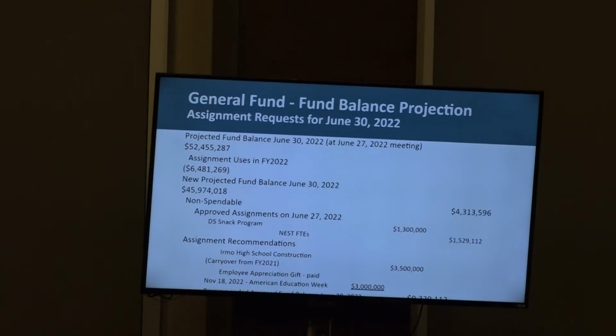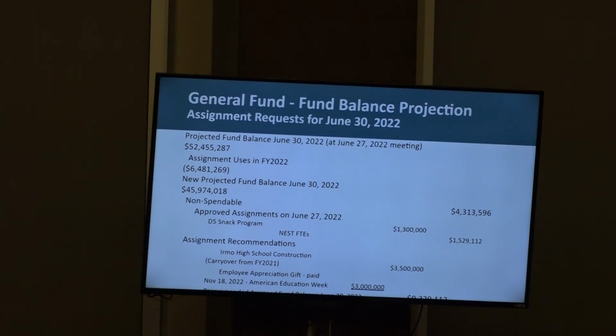So I apologize, this looks a little bit off from the original packet, but looking at what our requests are as of this meeting. Again, at June 27th, the expectation was 52.5 million in projected fund balance. We used 6.5 million last year. So our new projected fund balance as of June 30 is roughly 46 million. Of that 46, non-spendable is 4.3. Again, that's inventory and prepaids.